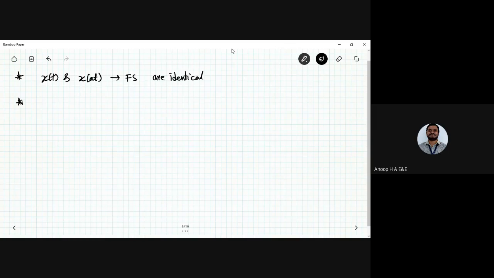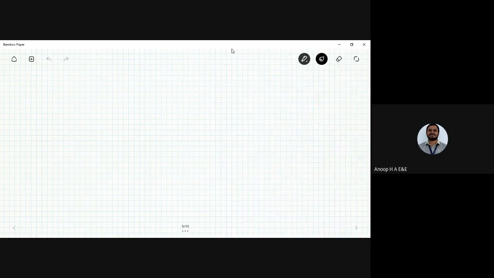The second thing you are going to observe here is the spacing of harmonics, that is replaced from omega naught to a into omega naught. So that is where you are going to get it. The spacing changes from omega naught to a into omega naught. So remember this.